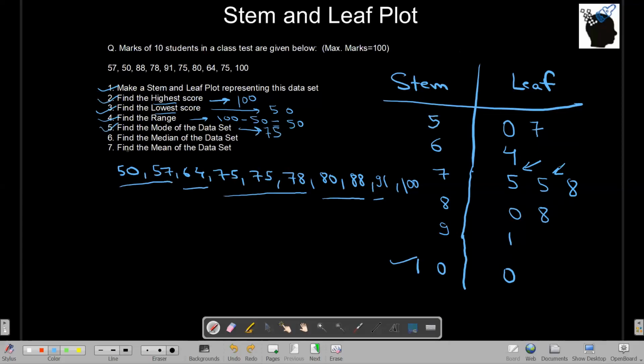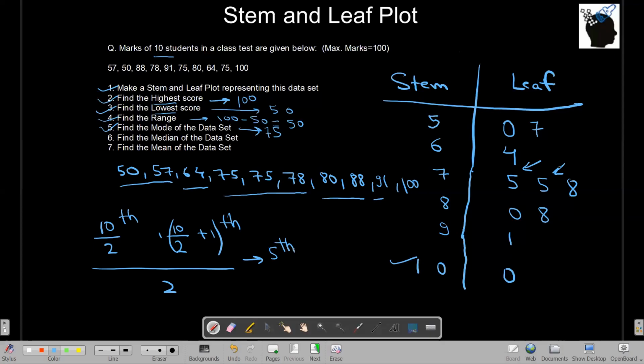Now let's look at the sixth one. So we have to find the median of the data set. Now we know that we have 10 values, and whenever we have an even number of values, the median will be the mean of the (number of values divided by 2)th term and the (number of values divided by 2 plus 1)th term, or nothing but the mean of the middle two values. That means in this case, the mean of my 5th and 6th value.